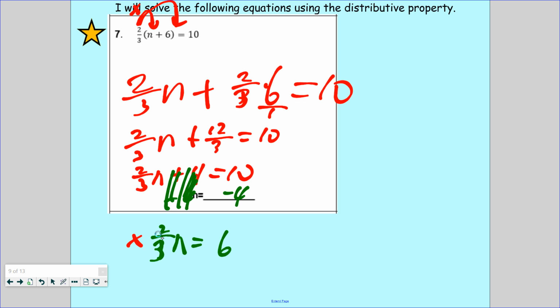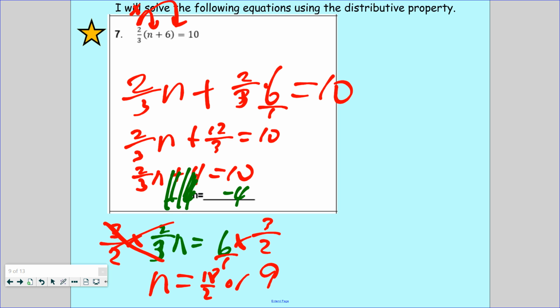What is the reciprocal of 2/3? 3/2. Because what is 3 times 2? 6. What's 2 times 3? 6. 6 over 6 is 1 whole. That becomes 1n. So in other words, that cancels out and becomes 1n. I need to balance it on the other side. So n equals, what's 6/1 times 3/2? 18/2 or 9. So to get rid of a fraction that's in front of the variable, you use the reciprocal of it.